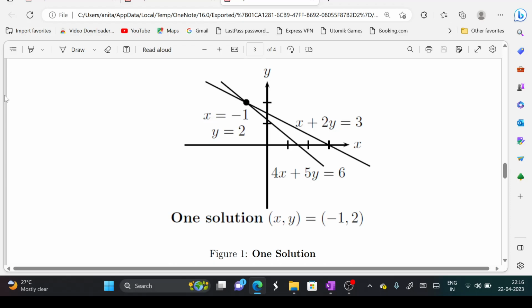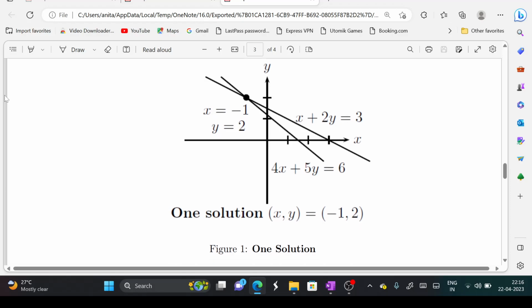How to get it? Plot this straight line, that is x plus 2y is equal to 3. Plot the straight line 4x plus 5y is equal to 6. We will have a common point, and that point has coordinates minus 1, 2. That is, the first coordinate is minus 1, which is the value of x. The second coordinate is 2, which is our y. It is the case of one solution. Here, the two straight lines plotted intersect each other at one point.